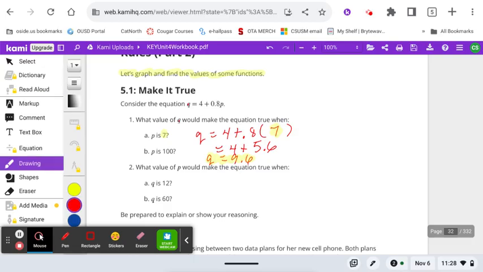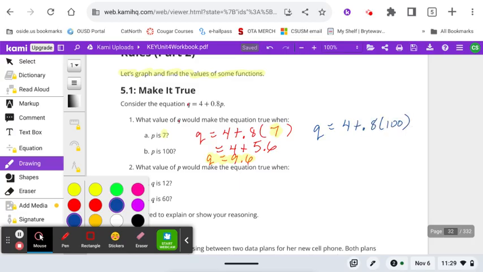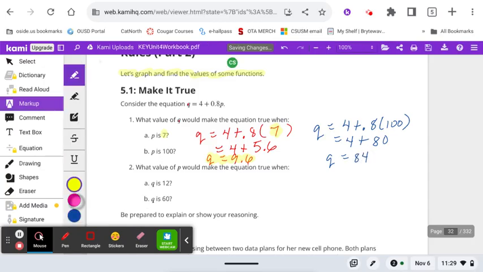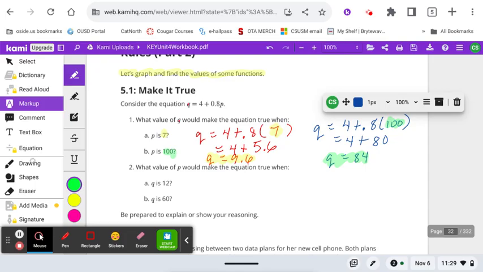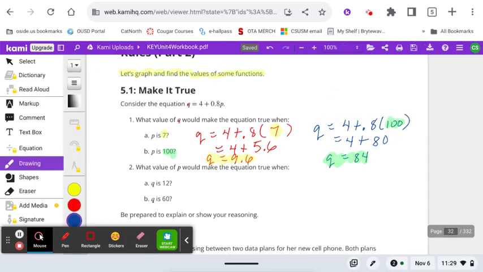Okay, let's go do it again when P is 100. What is Q when we plug in 100? Pause the video and calculate that. You got it, 84. How'd you do? Okay, those are the input in order to get an output problems.